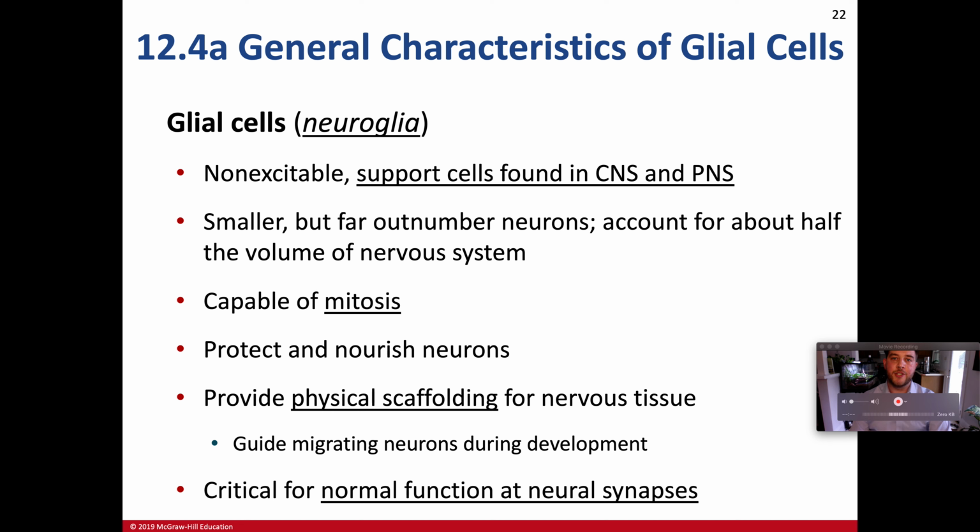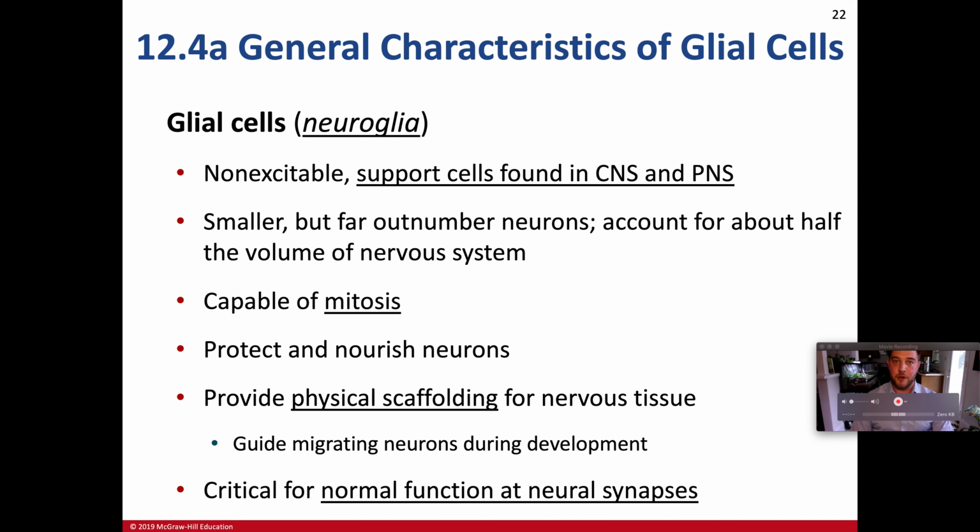Okay, so now we can get into glial cells. These are the other type of cells in the nervous system. These are non-excitable support cells found in the central and peripheral nervous systems. There are six different types of glial cells. Glial is just the general term for them. Neuroglia, you'll hear. These are smaller but far outnumber neurons. I think your book says that a young adult might have 100 million to a billion neurons, but closer to 1 trillion glial cells. So much, much more numerous, many times more numerous.